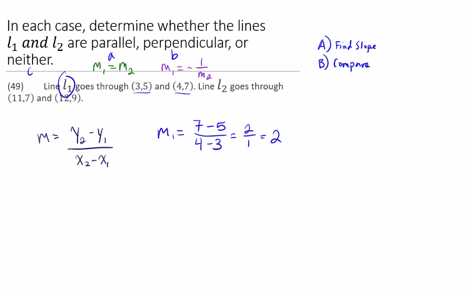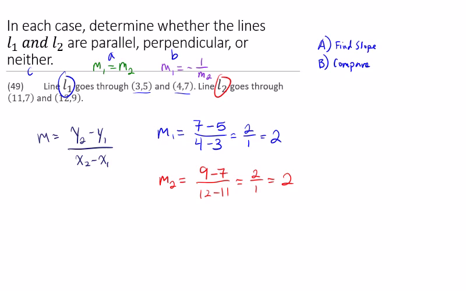All right, so now let's find M2. Let's find the slope of the second line. So y2, 9 minus 7. Okay, y2 minus y1 all over x2 minus x1, right? So 12 minus 11. So 9 minus 7 is 2. 12 minus 11 is 1. 2 over 1 is 2.